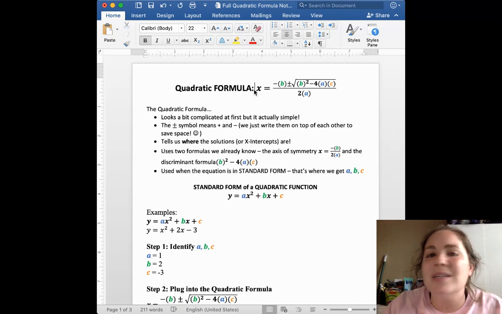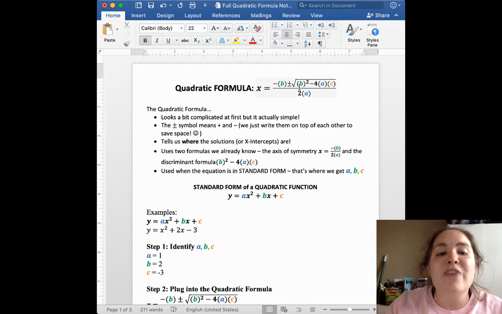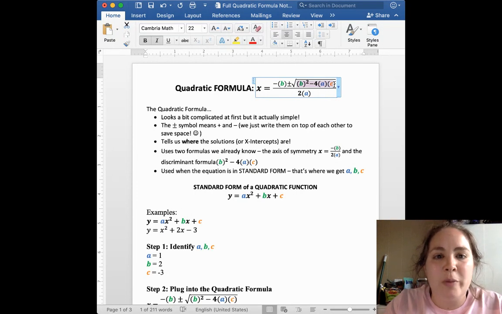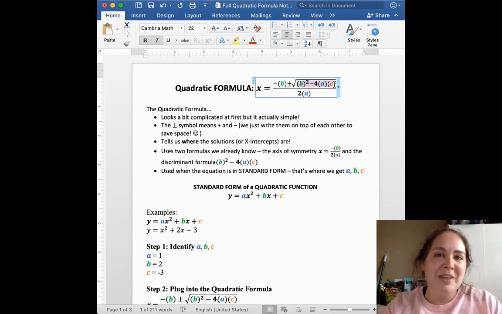If you look at it, it's still using A, B, and C. So that's not new. We've been doing that for a long time now. Also, if you look at this part right here underneath this symbol called the square root, that's our discriminant formula. So that's the piece of the formula that we've already been working with that we know tells us how many solutions we're going to get. So we know how to use that part.